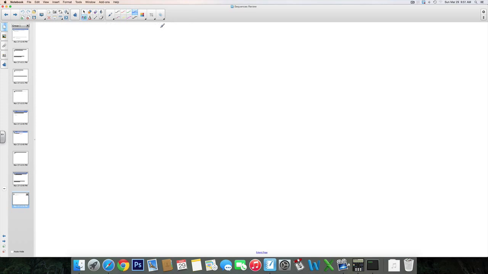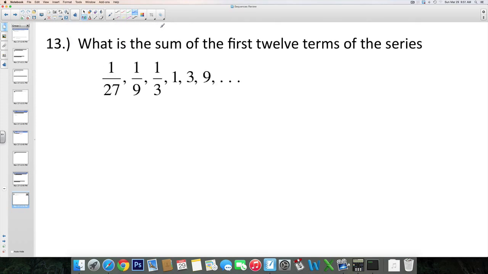And the last question asks us to find the sum of the first 12 terms of this series below. So this would be a geometric series. And if we want to find the common ratio, if you can't tell that it's 3 by looking at it, we could always do 1/9 divided by 1/27. That does come out to be 3.